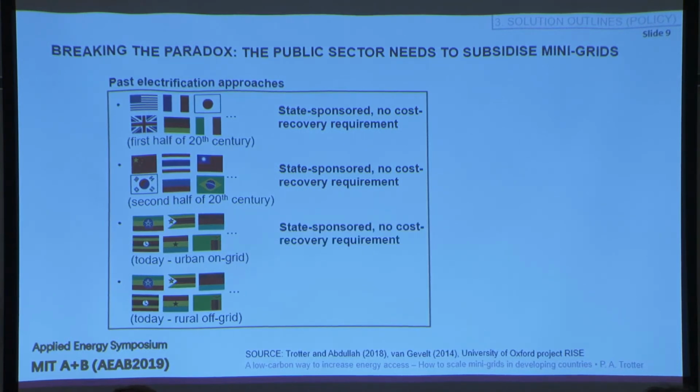Today, in some African countries, like Ethiopia, Uganda, Ghana, Zambia, the grid itself is also very heavily subsidized and state-sponsored. There's also no cost recovery requirement. But now if you look at the very poorest people at the bottom of the pyramid, there the governments just say, no, we're not doing it. We don't know how to do off-grid. The private sector, you do it.